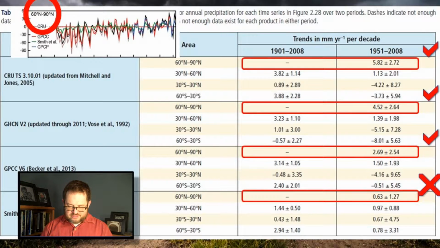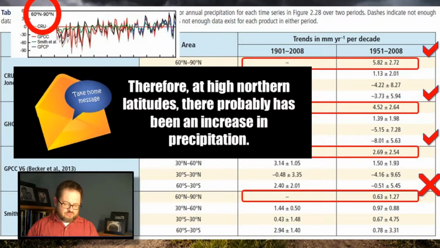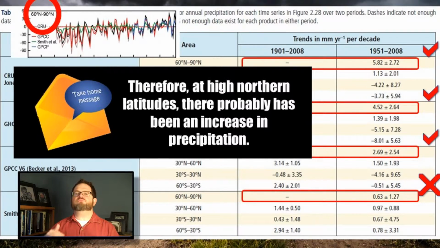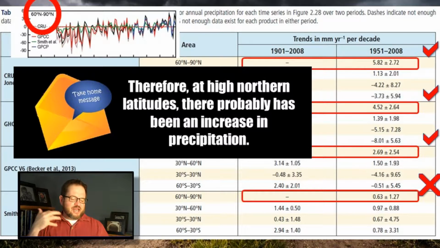Well, what you can see here is 3 of the 4 data archives are showing that at high northern latitudes there is a trend. In fact, some of these trends are pretty big. I mean, look at how much bigger these numbers are than what we saw for the global values. 5.88 millimeter per year trend and so on. I think we can say with moderate confidence anyway, that at high northern latitudes there has probably been some increase in precipitation over the period.